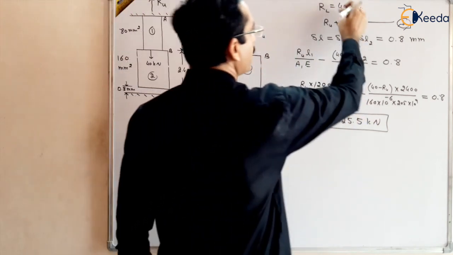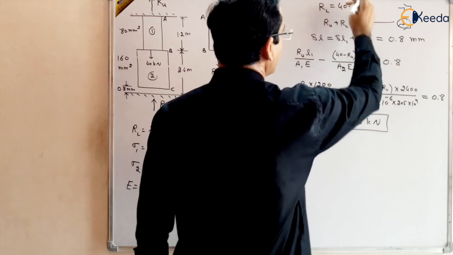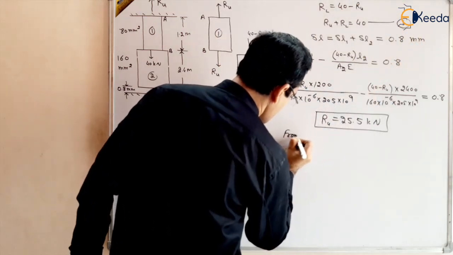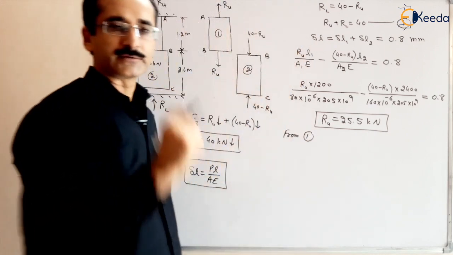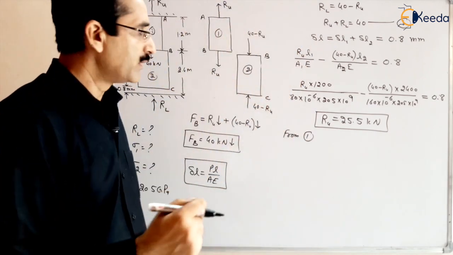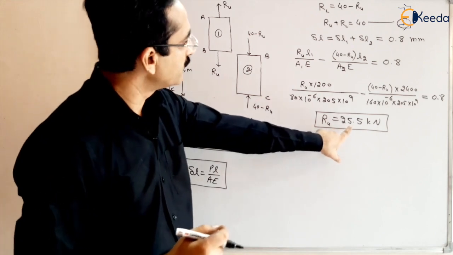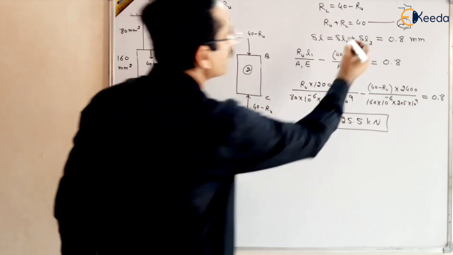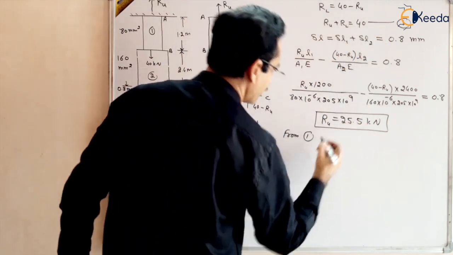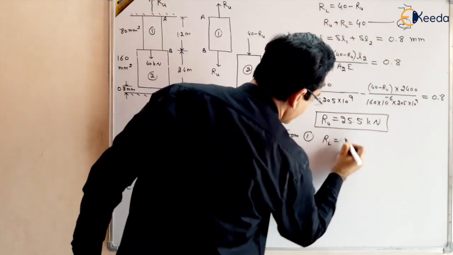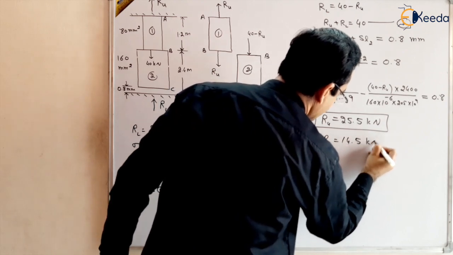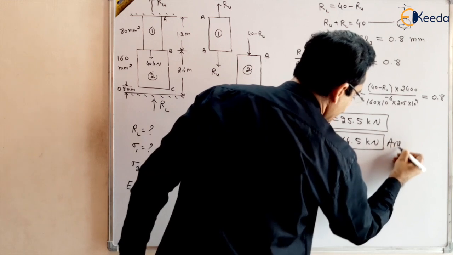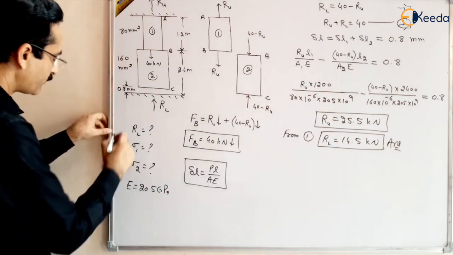RL can be obtained from the first equation. From it we can find out RL also, the reaction at the lower end, and you will get 14.5, because the sum of the two is 40. So RL is 14.5 kilonewton. This is one of the answers that we had to find out, the RL.